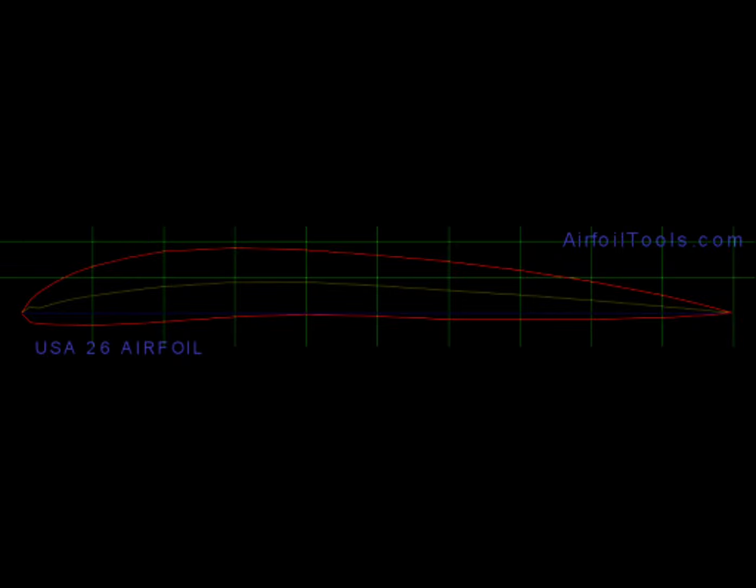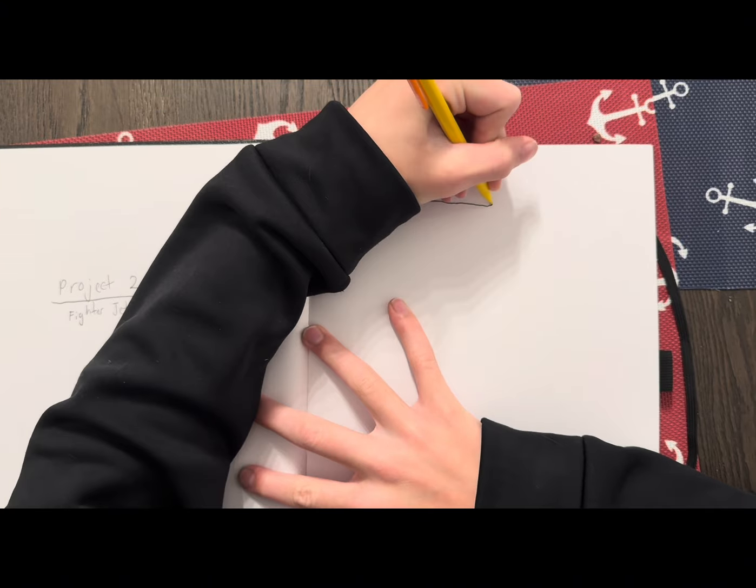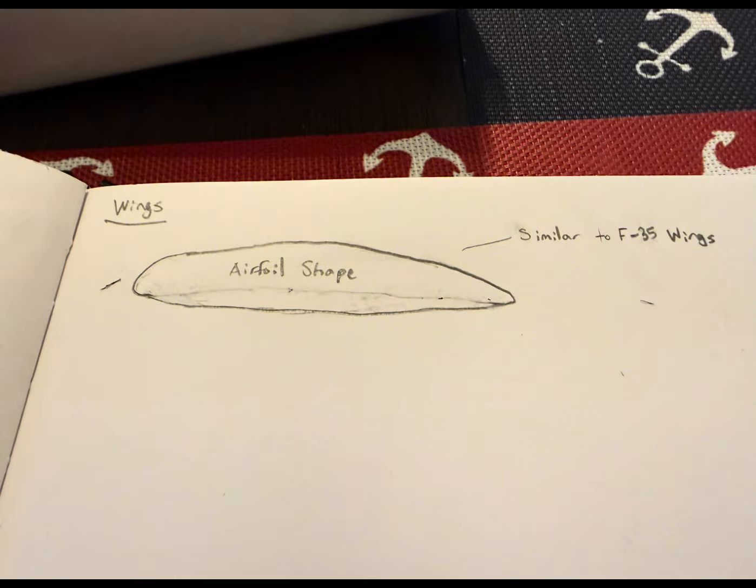Additionally, the shape of the F-47's airfoil has not been revealed yet, but we can assume it might be similar to those of the F-35 and the F-22. I decided to go with an almost symmetrical airfoil shape similar to the F-35. However, the airfoil shape is not the only way to increase speed and stealth in a plane's wings.